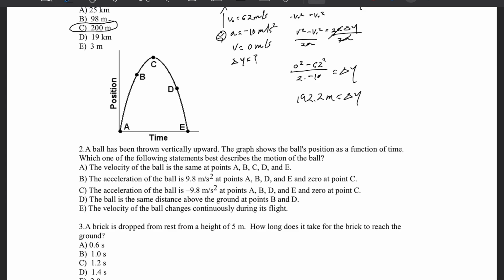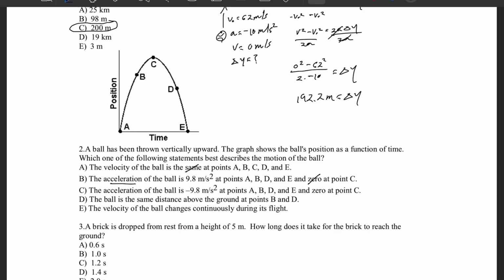A ball has been thrown vertically upward. The graph shows the ball's position as a function of time. Which of the following statements best describes the motion of the ball? The velocity of the ball is the same at points A, B, C, D, and E. We know that's not correct because of acceleration of gravity. The acceleration is 9.8 everywhere but C? No, gravity still works at point C, so that's not true.